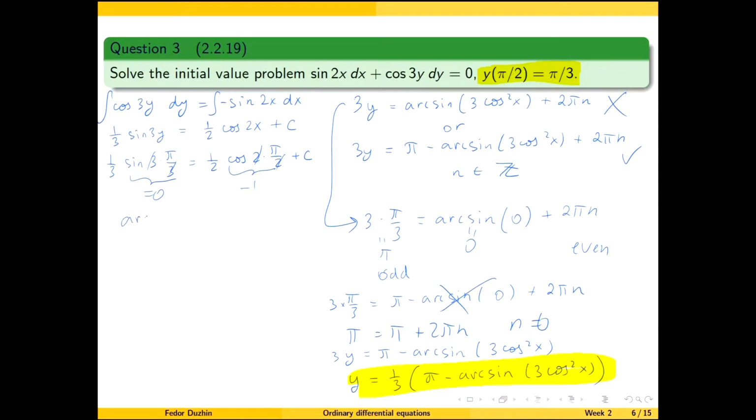whenever we have inverse sine of anything, whatever the argument of inverse sine is, it has to be between -1 and 1, right? So it has to be less than 1, and it has to be bigger than -1. The reason is because when we are calculating the inverse sine, we are trying to find the angle whose sine is given, and sine is always between -1 and 1, right? So inverse sine of 3 cosine square x. So it means that 3 cosine square x has to be between -1 and 1.